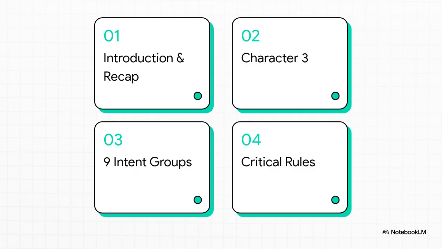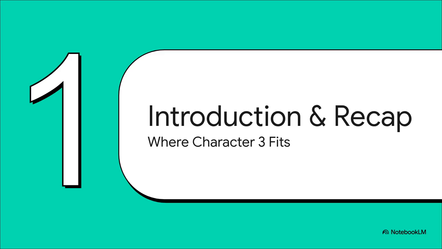All right, here's our roadmap for today. Number 1, a quick introduction and recap. Number 2, understanding character 3. Number 3, an overview of the 9 intent groups. And finally, number 4, critical rules for selection. Starting off with part 1, introduction and recap, and exactly where character 3 fits into the whole shebang.